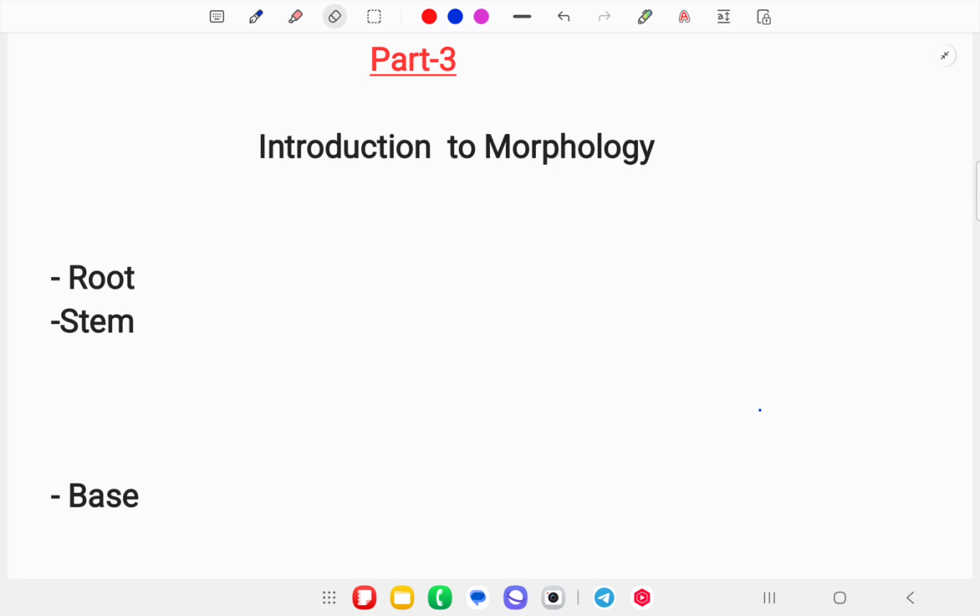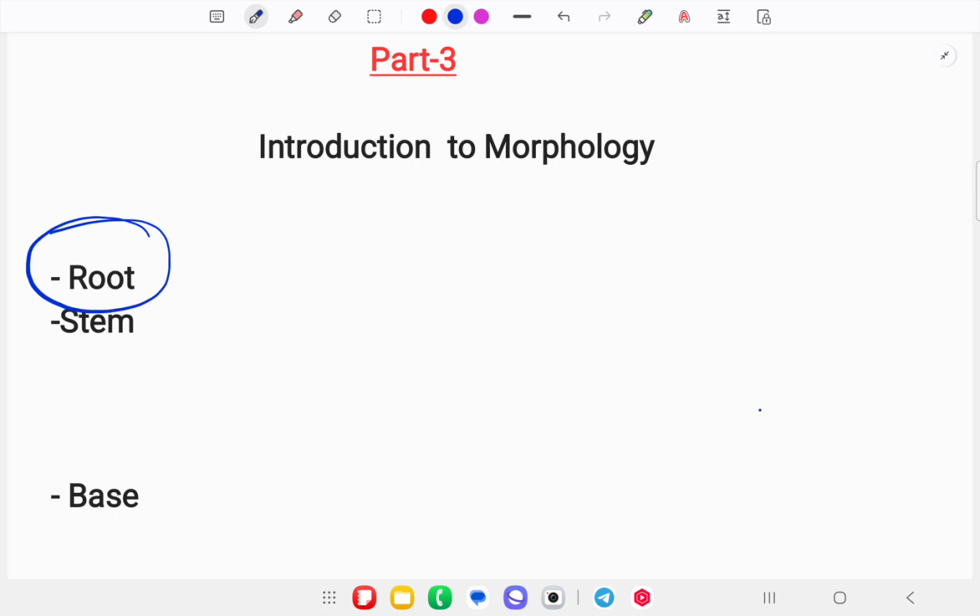So till now, we have discussed morphology in terms of some basic terms, thoughts and ideas: what are content words, function words, what are affixes, that is prefixes, suffixes, infixes, circumfixes, and some more. In this lecture we will start from the root.